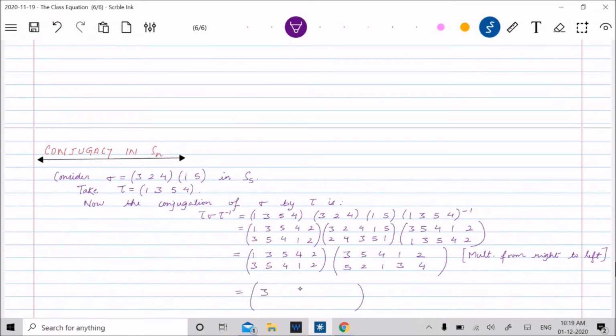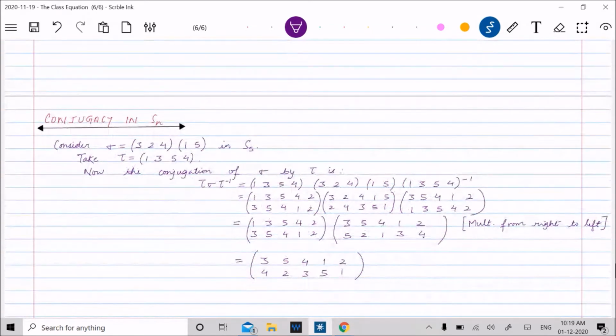the image of 3 is 5 and the image of 5 is 4, so that's why 3 maps to 4. Image of 5 is 2, 2 maps to 2. Image of 4 is 1, 1 maps to 3. Image of 1 is 3 and 3 maps to 5. 2 maps to 4 and 4 maps to 1. So this is the final permutation you have got.